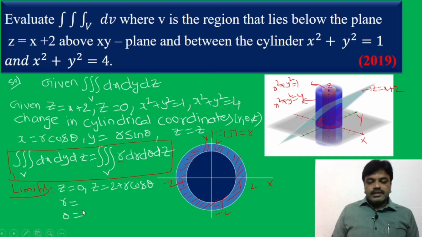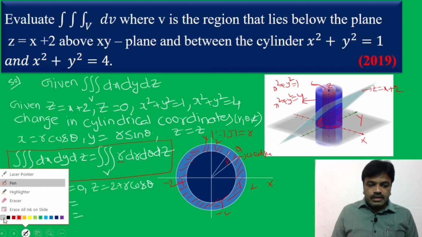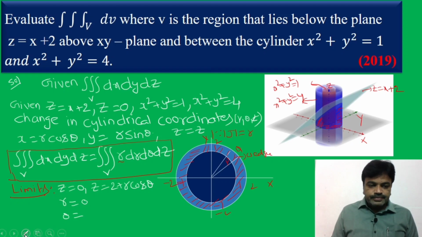To find r and theta we draw a wedge, friends. So this is the wedge. What are our points here? The points are P and Q. This is our region. Now what is the r value? We know the first circle radius is 1 and the second circle radius is 2. So r goes from 1 to 2. That is, r is equal to 1 to r is equal to 2.